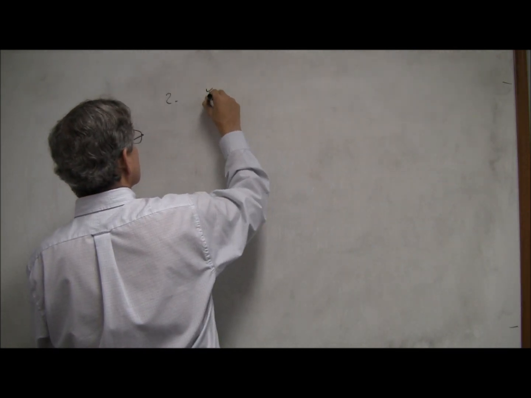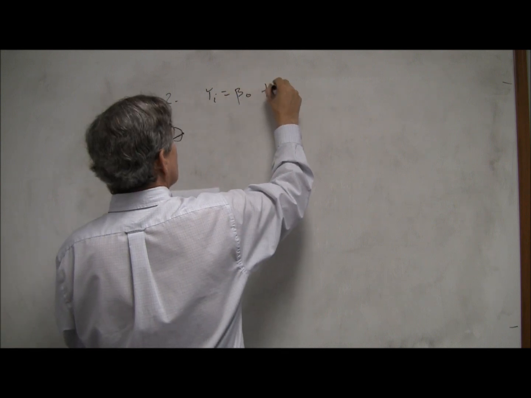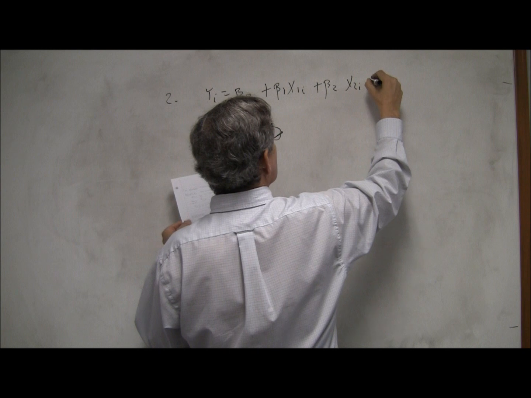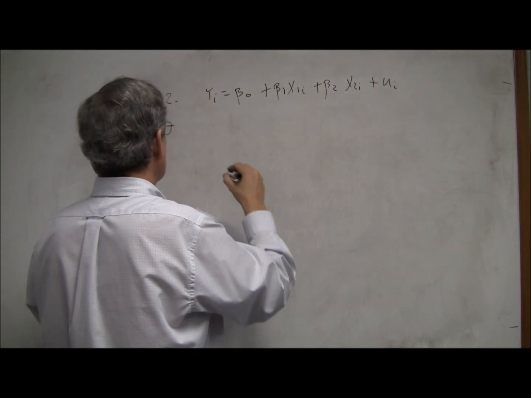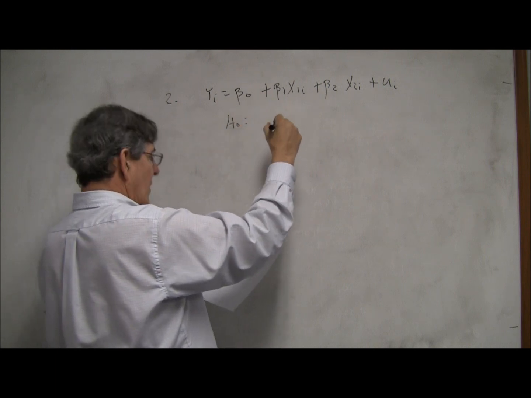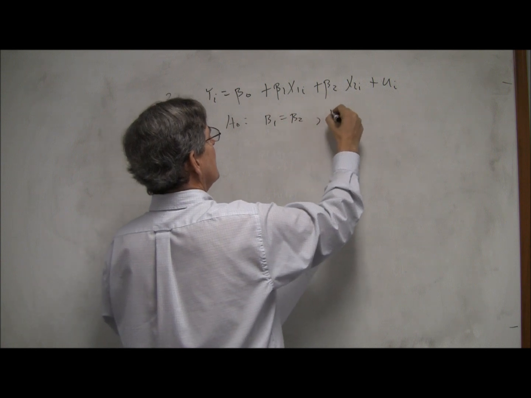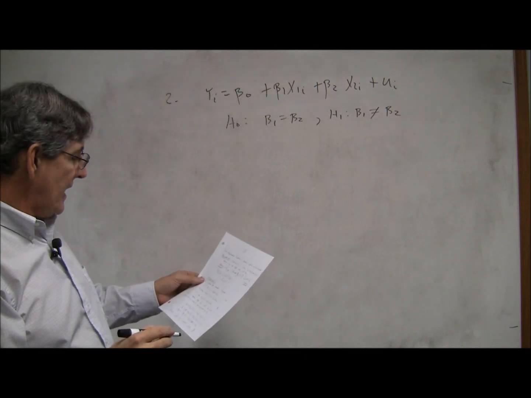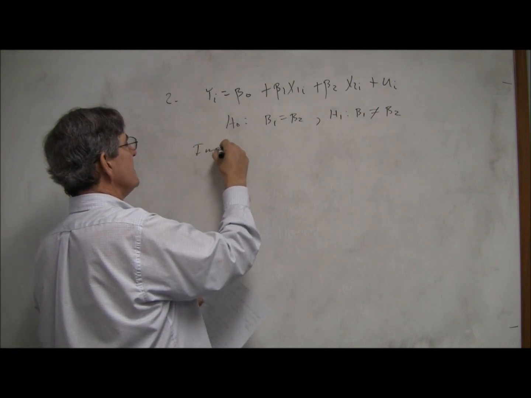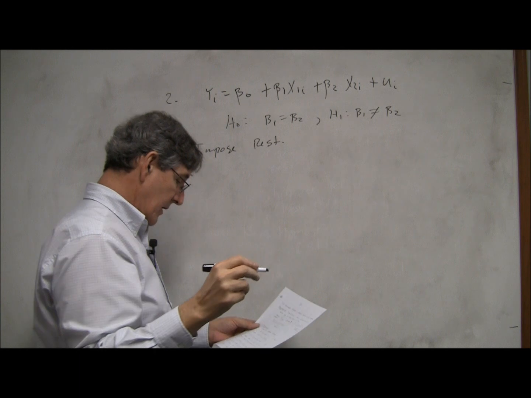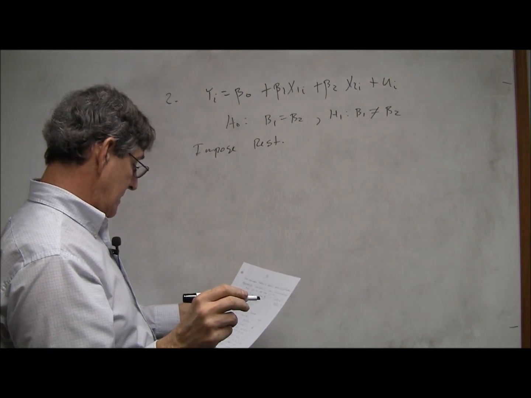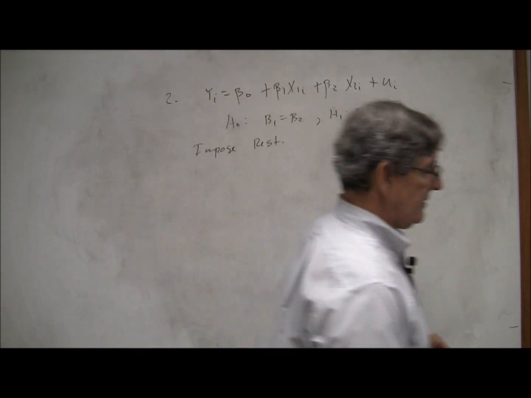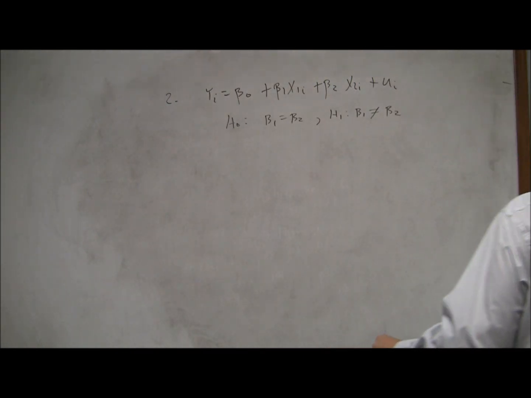But suppose my model is yi is beta 0 plus beta 1 x 1i plus beta 2 x 2i plus ui. My null here is that beta 1 equals beta 2. The alternative is that beta 1 does not equal beta 2. So that's what we want to test. What you do is you impose the restriction in some way. So this is tricky. Let me just show you the example of how to do this.